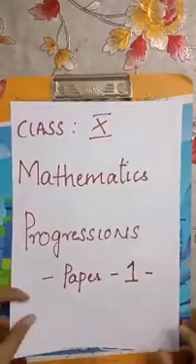Progressions from paper 1. Exercise 6.1, fourth question. I'm just reading the question for you all. Write which of the following are in AP. If they form an AP, find the common difference D and write the next three terms. Next three terms you have to find.